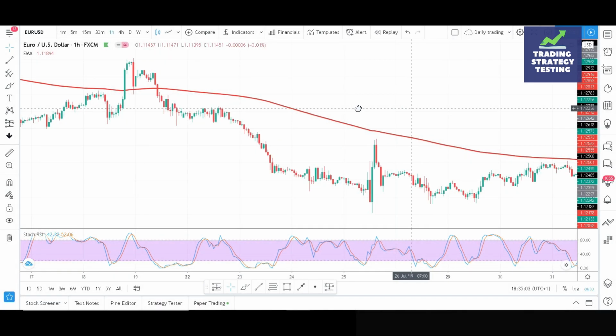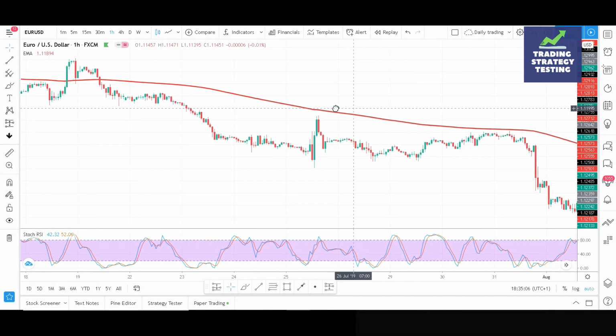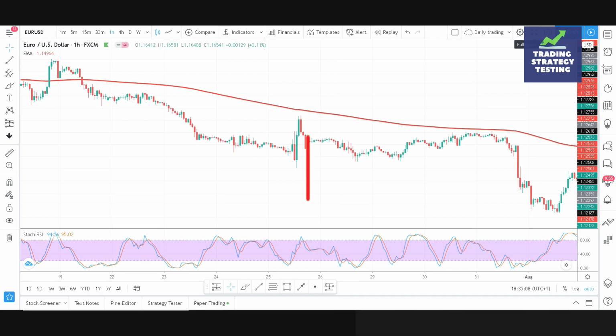We have just completed the testing of the stochastic RSI trading strategy. The process took around 1 hour 20 minutes.